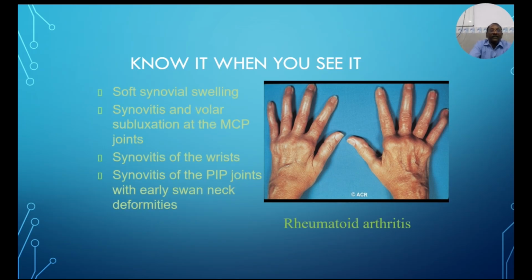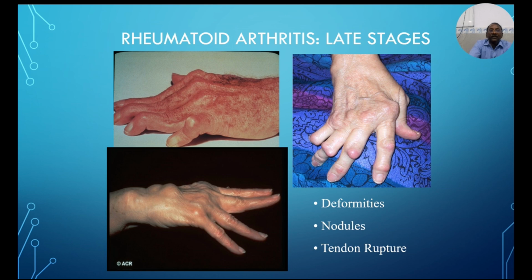Soft synovial swelling, synovitis and volar subluxation of the metacarpophalangeal joints, synovitis of the wrists is rheumatoid arthritis. This is the very unfortunate rheumatoid arthritis we often see, escaping from our ortho friends. Very little can be done at this juncture. See the ulnar deviation, see the subcutaneous nodules there on the dorsum of the wrist. Tendon rupture, deformities. The very late stages, nothing can be done at this juncture.